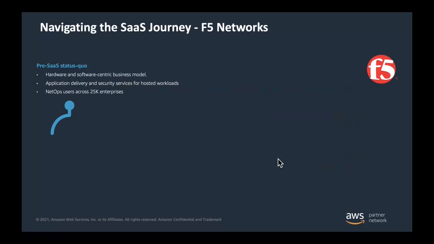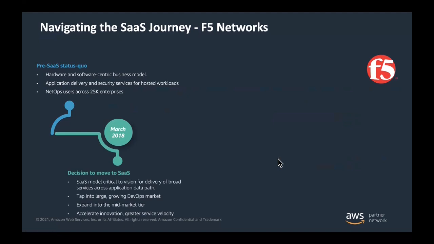So again, before F5 started their journey, and this really goes back to 2018. That's why I think it's important right now, 3 years after, or even almost 4 years after they started this process, we can go back and see what they did successfully. So before the decision they made to move to SaaS, they were really focusing on network operations users across the large enterprises. So that was their market.